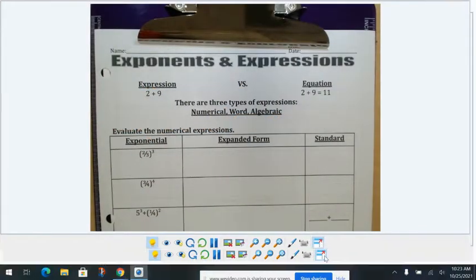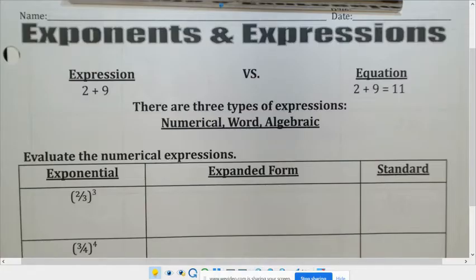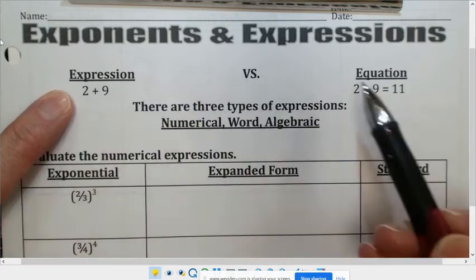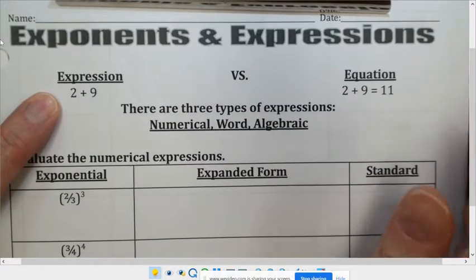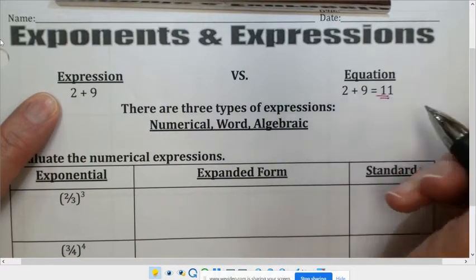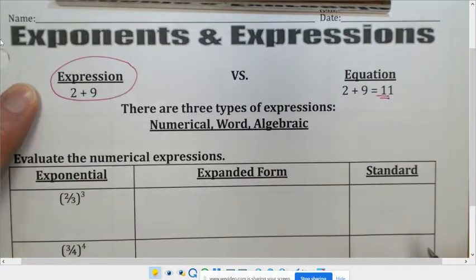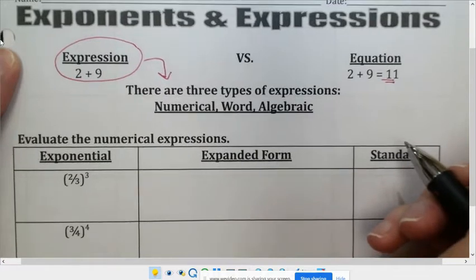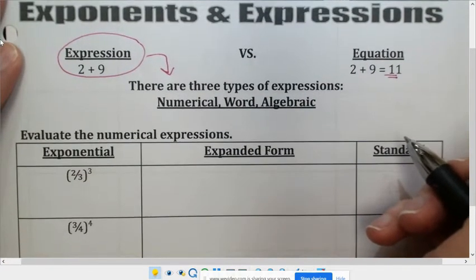Hey everybody, today we're going to talk about exponents and expressions. So this unit is about expressions. An expression is different from an equation because an equation has this answer component. So we're just dealing with expressions for this unit. There are three types of expressions: numerical expressions, word expressions, and algebraic expressions.